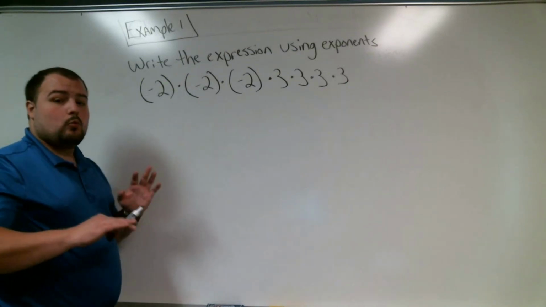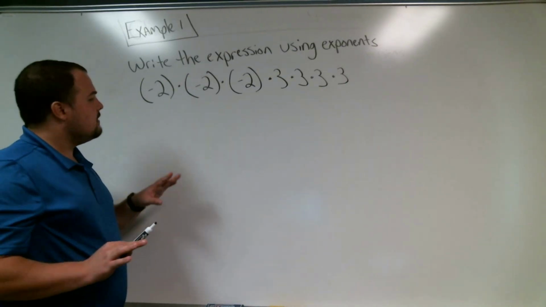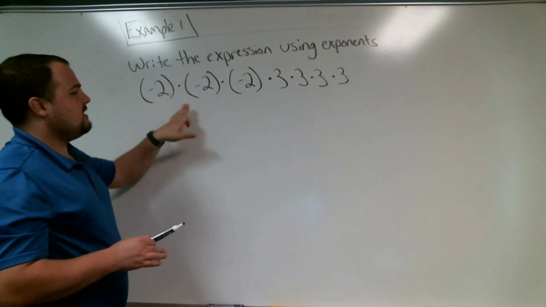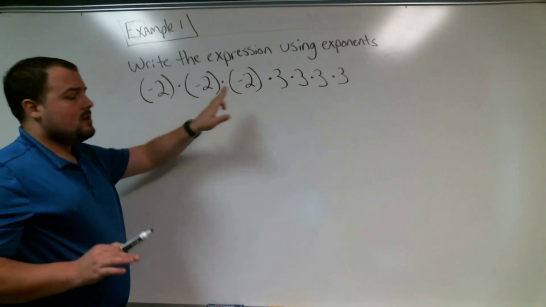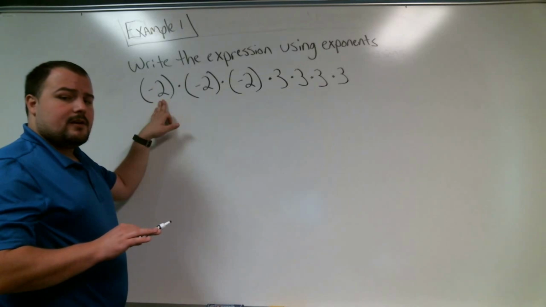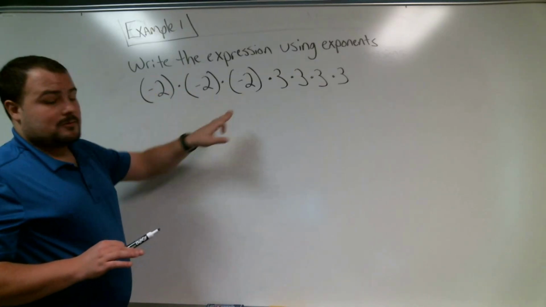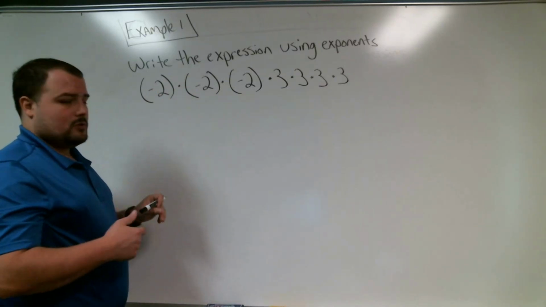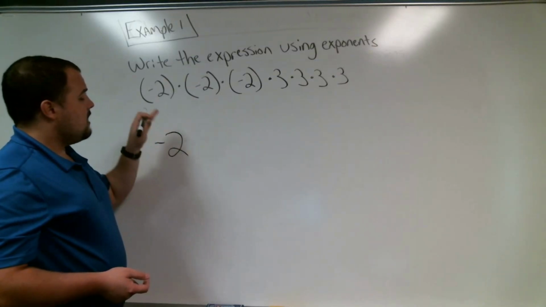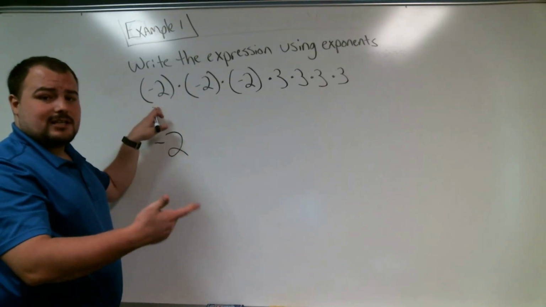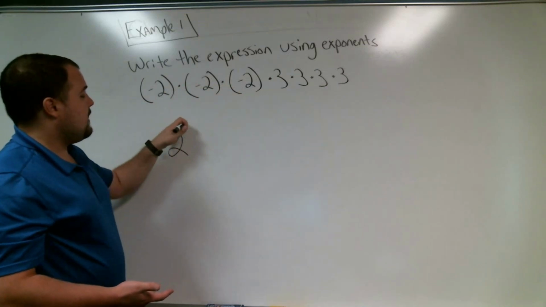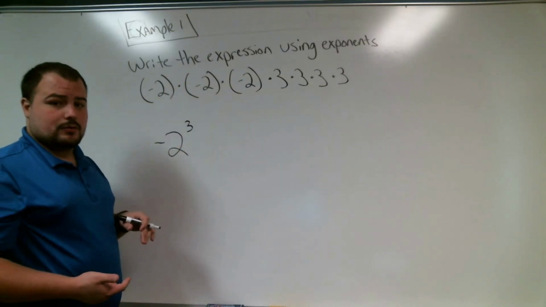So what we have to do is look at what things are different, and those are our bases. So I have a negative 2. That's a number that keeps getting multiplied, and I see that negative 2 comes up 3 times. Well, the negative 2 must be my base, because a base is a number that's getting multiplied, and how many times it gets multiplied, that's my exponent. So what I do is I write my base first. My base is negative 2. And my exponent is how many times did I see that negative 2 was getting multiplied? Well, it's negative 2 to the third power, because there's 3 negative 2's.